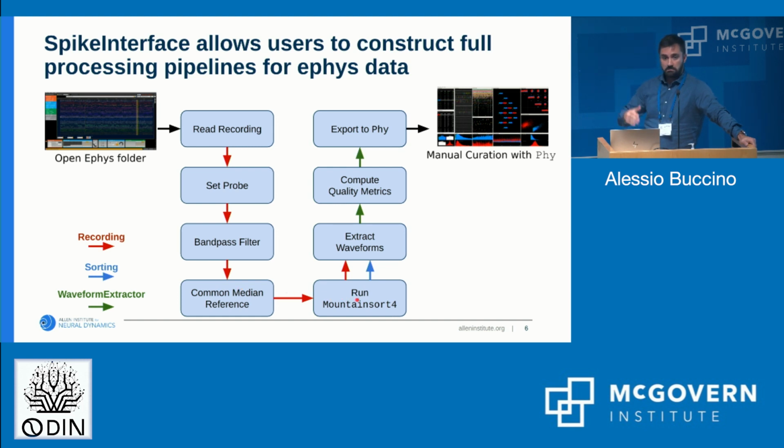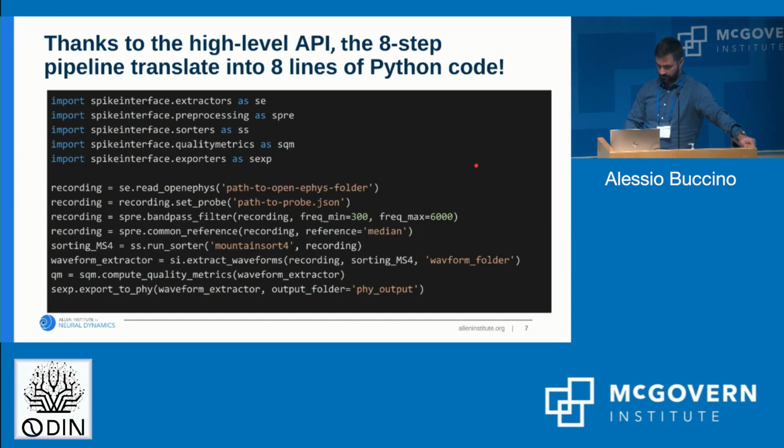more, running Mountainsort, for example, extracting the waveform snippets, from them computing some quality metrics, and exporting everything to Phy, which is a very common and widely used software for spike sorting visualization and manual curation. So this 8-step pipeline literally translates to 8 lines of code. So it's a very high-level API, and it's very user-friendly.